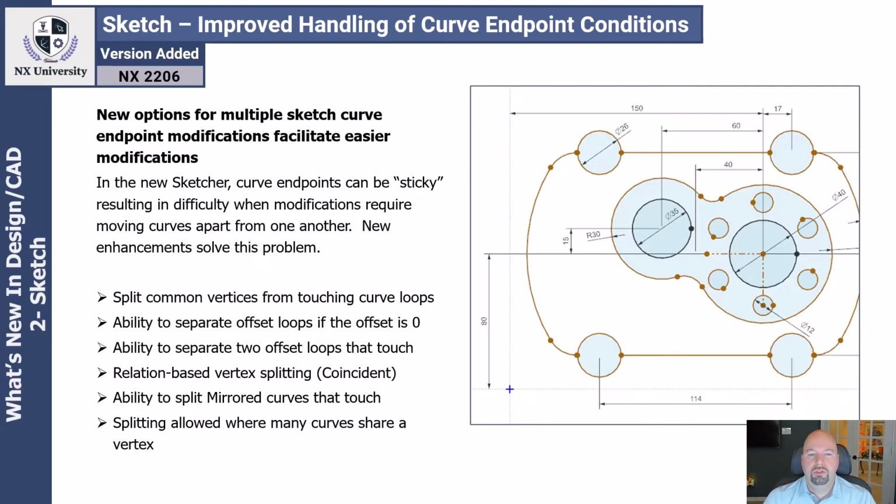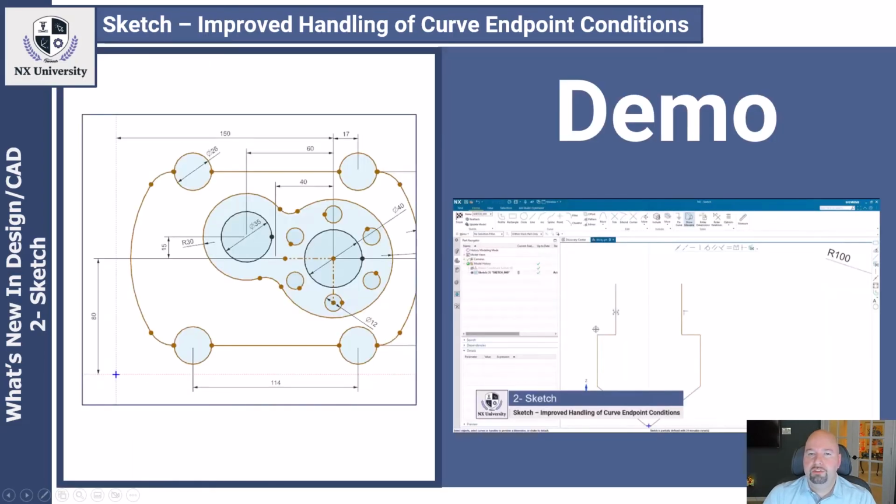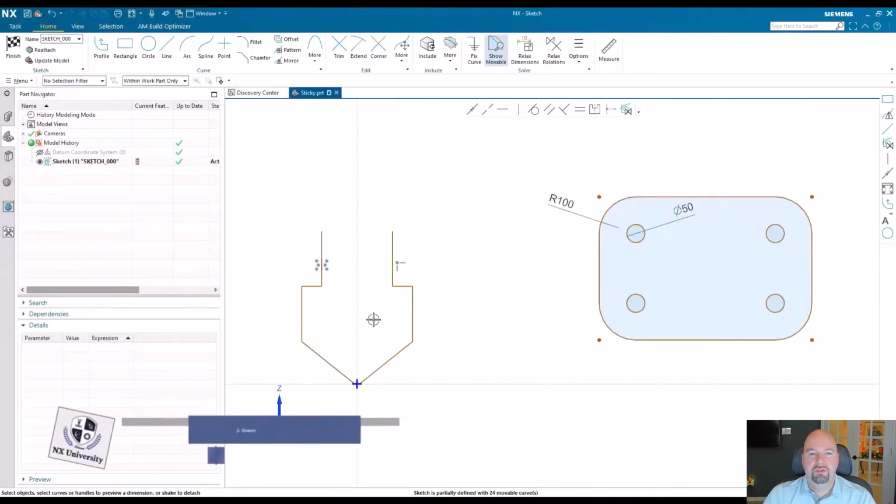So this is going to allow us to split common vertices from touching curved loops. Gives you the ability to separate offset loops if that offset becomes 0. Also, the ability to separate offset loops that are touching. It gives the relation-based vertex splitting coincident conditions here. Also, the ability to split mirrored curves that touch. Additionally, splitting is now allowed where many curves share a vertex. Taking a look at a quick demonstration here, we'll take a look at the improved handling of curve endpoint conditions inside the sketch solver.